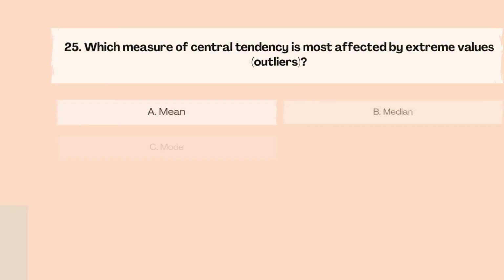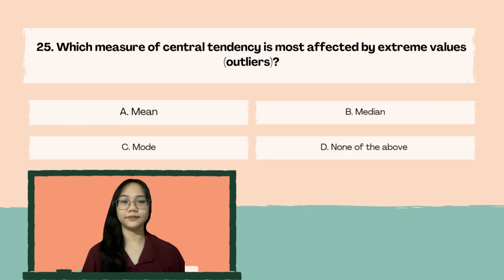Which measure of central tendency is most affected by extreme values or outliers? A. Mean, B. Median, C. Mode, or D. None of the above. You have 15 seconds to answer.